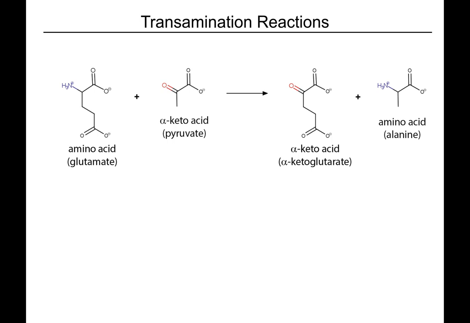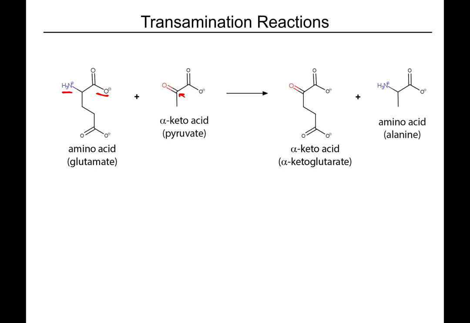So the amino acid you should be able to recognize. Here is our carboxylate, here's the amino group. That's a traditional amino acid. An alpha keto acid is one where you have, on the alpha position, alpha to your carboxylic acid, a ketone. Alpha keto. So the name makes sense.